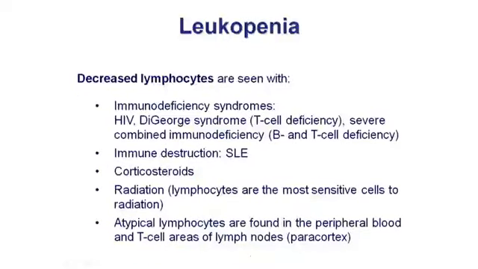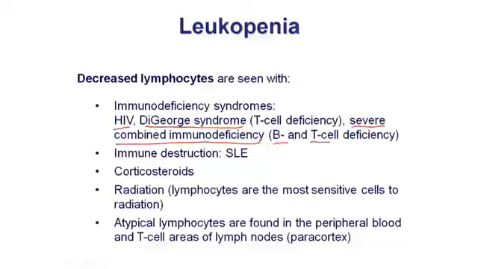Now, as far as your decreased lymphocytes, this can be seen with disorders like HIV and DiGeorge syndrome. This one is going to be our hypoplasia of the thymus. Remember, lymphocytes mature in the thymus, so you're going to have viral infection because of the T cell deficiency. SCID is also associated with a decrease in both B cells and T cells.